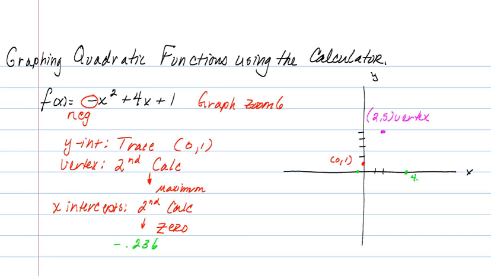So this one is at 4.236. And that one was at negative 0.236. And if you go back on your note sheet in 3.1, those are the values we found by hand. This is just a way of validating your work or checking your work on the calculator. To check your work that you do by hand, check it on your calculator.